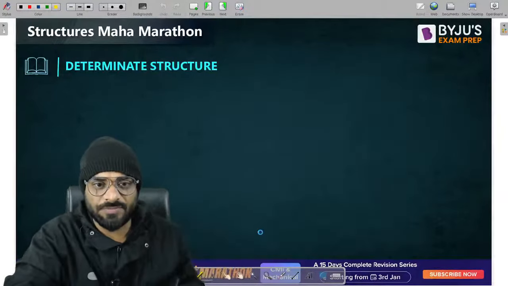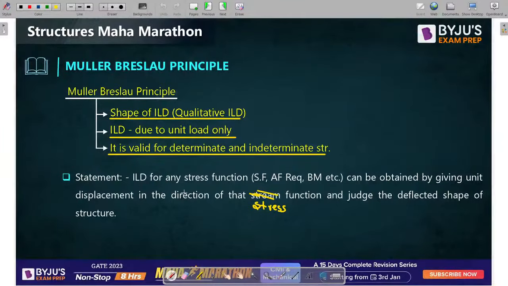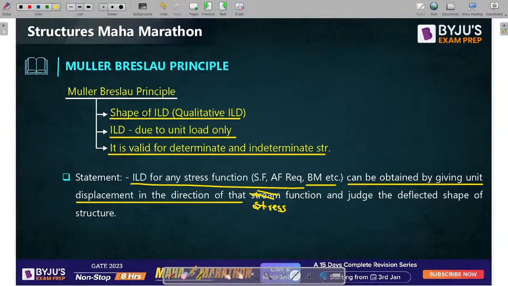That means, let me read the statement. If you want to draw the ILD for any stress function like axial force, shear force, bending moment, it can be obtained by giving unit displacement in the direction of that stress function and just drawing the deflected shape of the structure, right? That should be your approach to find out the ILD.